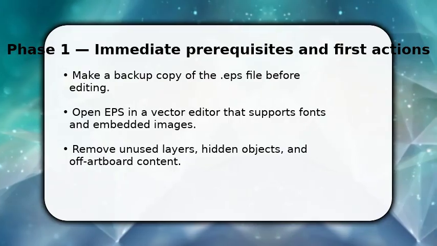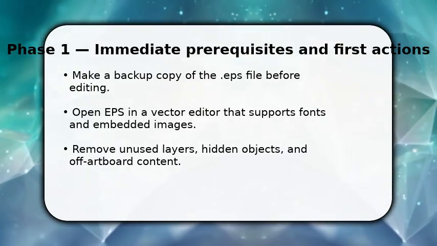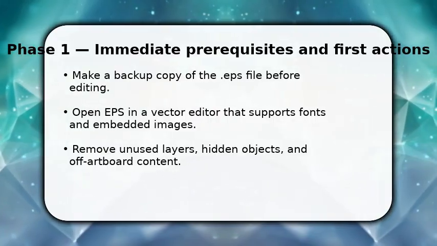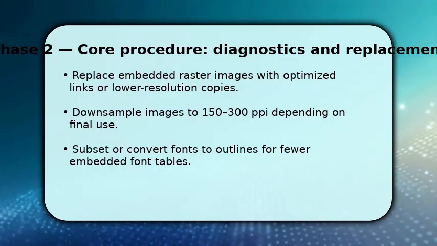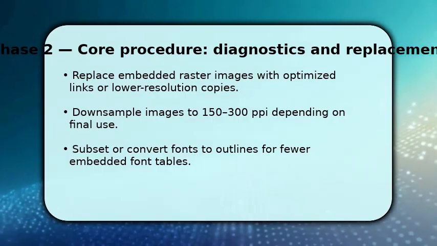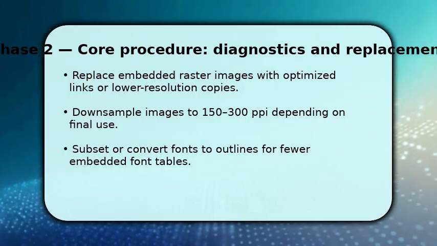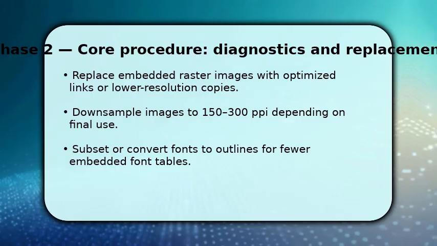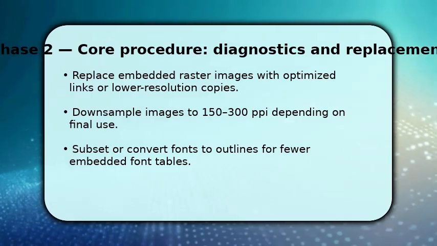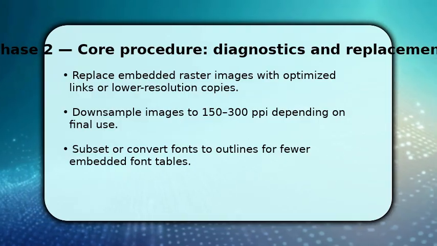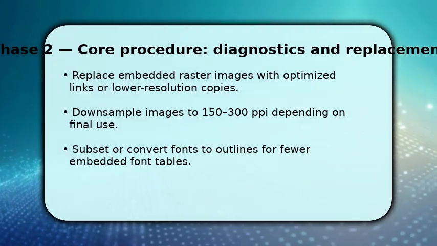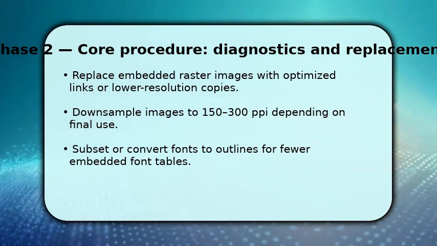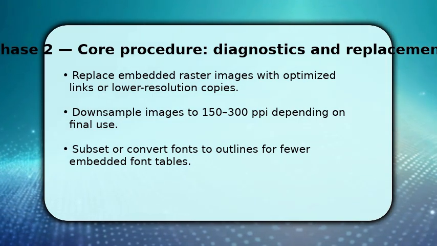Now focus on what usually adds the most bytes: images and fonts. You should replace large embedded rasters with linked, optimized files. Linked images let you compress externally and keep the EPS lean. Downsample high-resolution images to 150-300 ppi for print or 70-150 ppi for screen, because excessive resolution is unnecessary. Then subset fonts or convert non-critical text to outlines to avoid embedding the full font family.